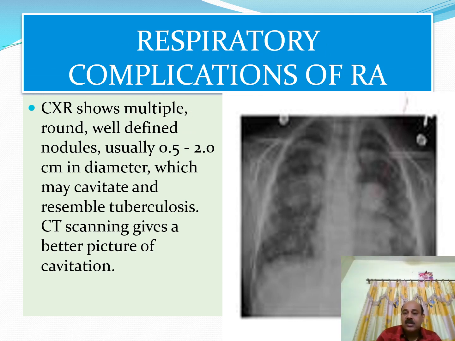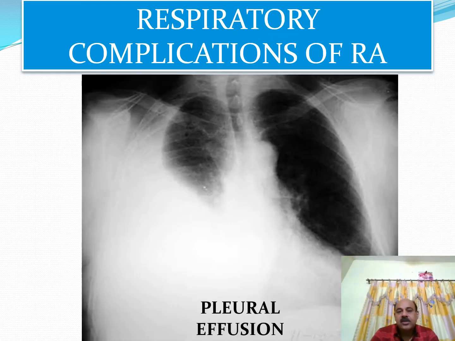Respiratory complications include formation of nodules in the lungs, and these can be reflected by X-ray and can be better reflected by CT scan. Other respiratory complications include pleural effusion. Again, pleural effusion is not very uncommon in RA patients. Now this X-ray film is showing massive pleural effusion in the right pleural space.